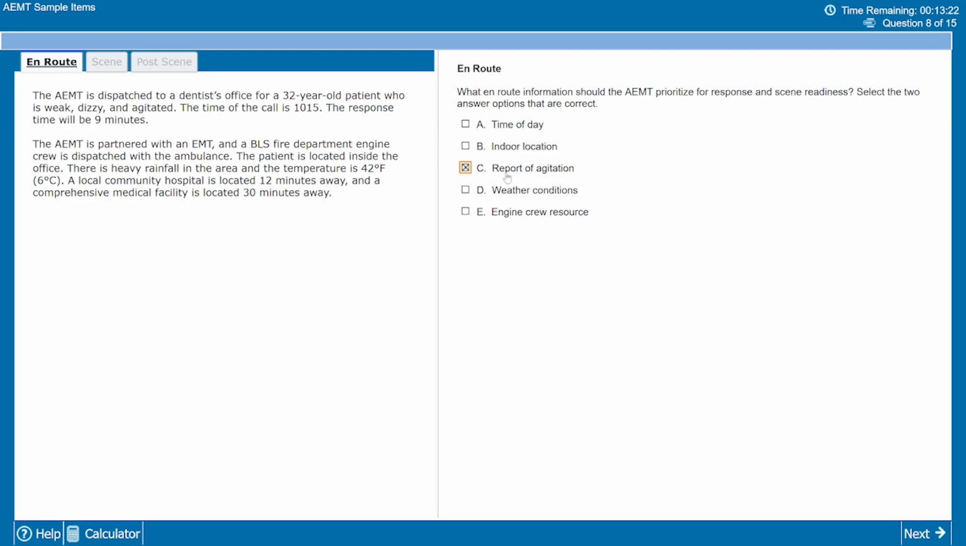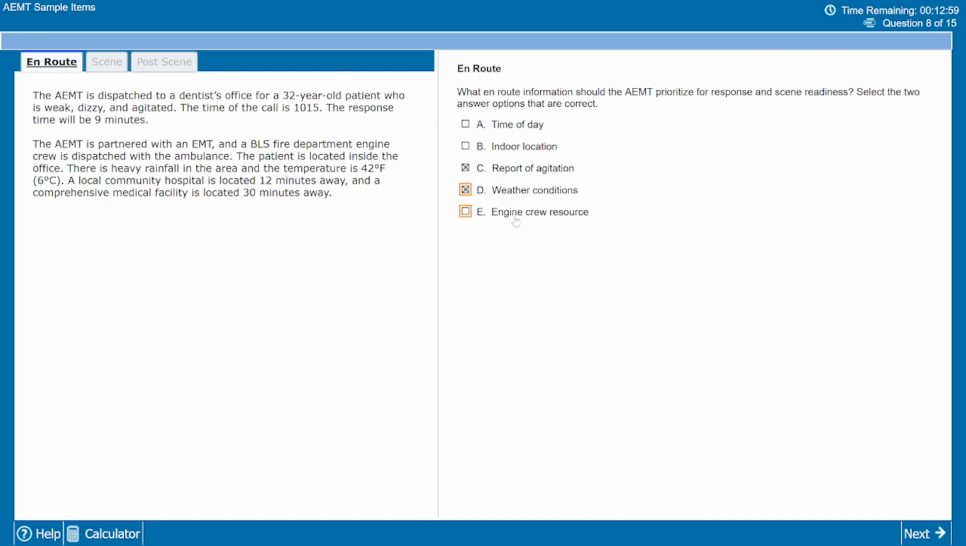You need to know that scene safety is very important. And that's just one of the first things that you need to think of en route. Do I need to call PD? I would consider it. The next thing is weather conditions, okay? And I like this choice a lot just because I see heavy rainfall. I'm prioritizing for my response and scene readiness. Let's make sure that we're being safe.